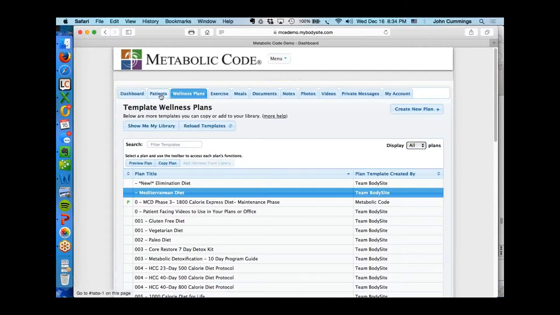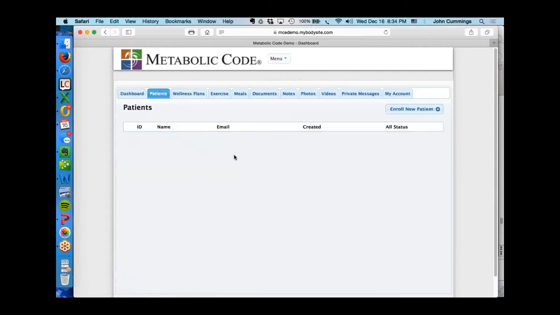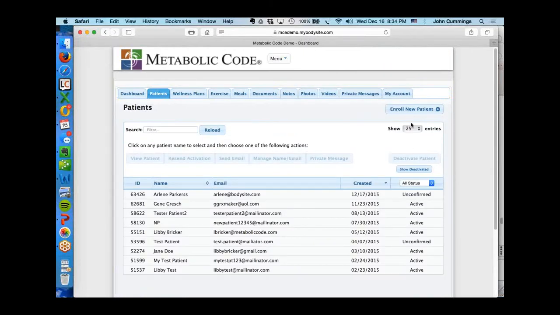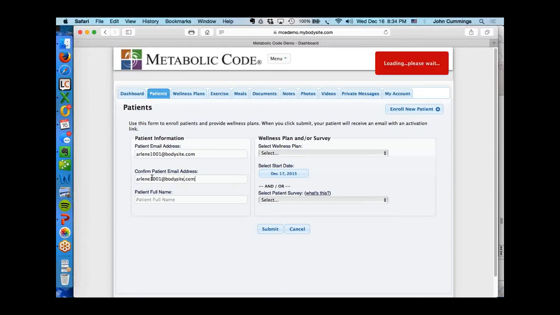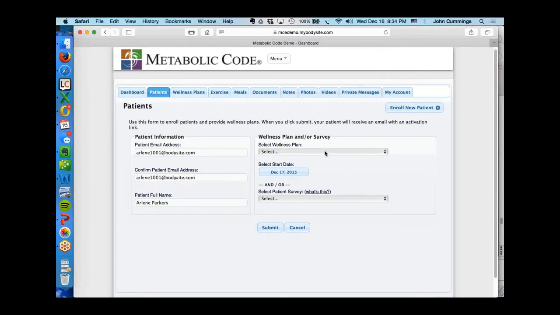So just to cover how simple that is, if I click on the Patients tab, I can load the list of patients I currently have enrolled, and enrolling a new patient is as simple as clicking on the Enroll New Patient button and typing in an email address. I'm going to change this for 1 second so I make sure I don't double up on the name, which I just did anyway. And once you enroll somebody by email address and their name, the patient will receive an email in a few seconds, and I'm going to choose the elimination diet.